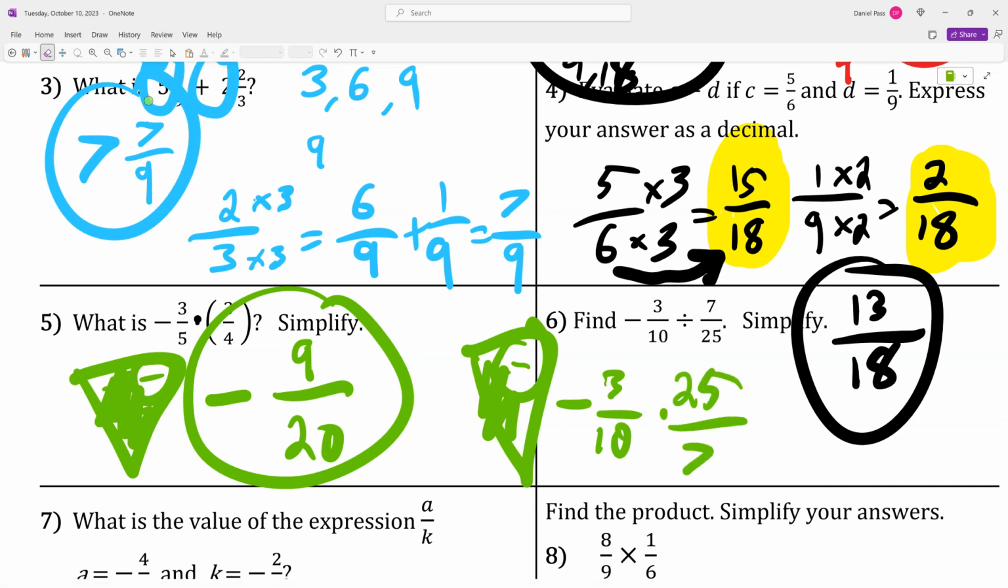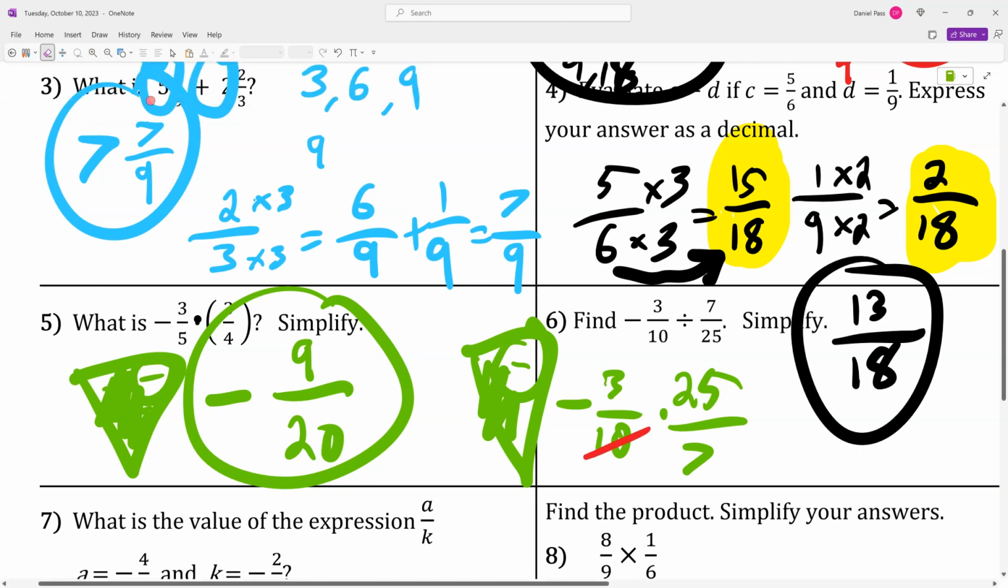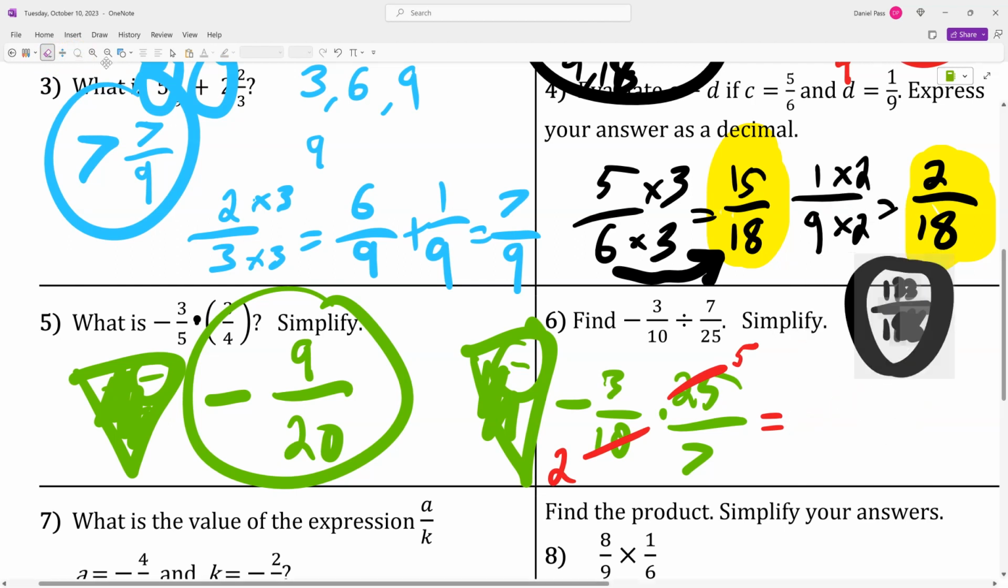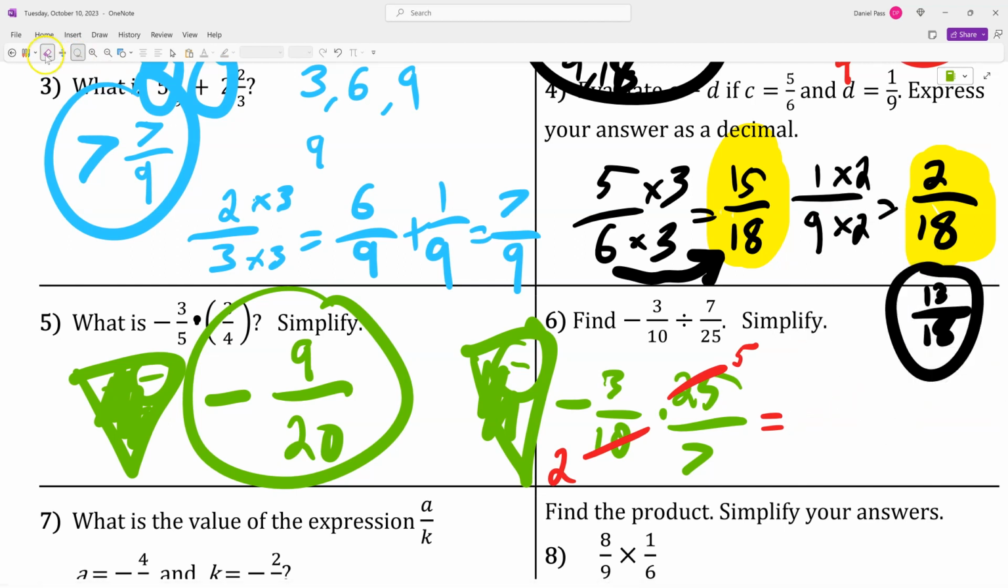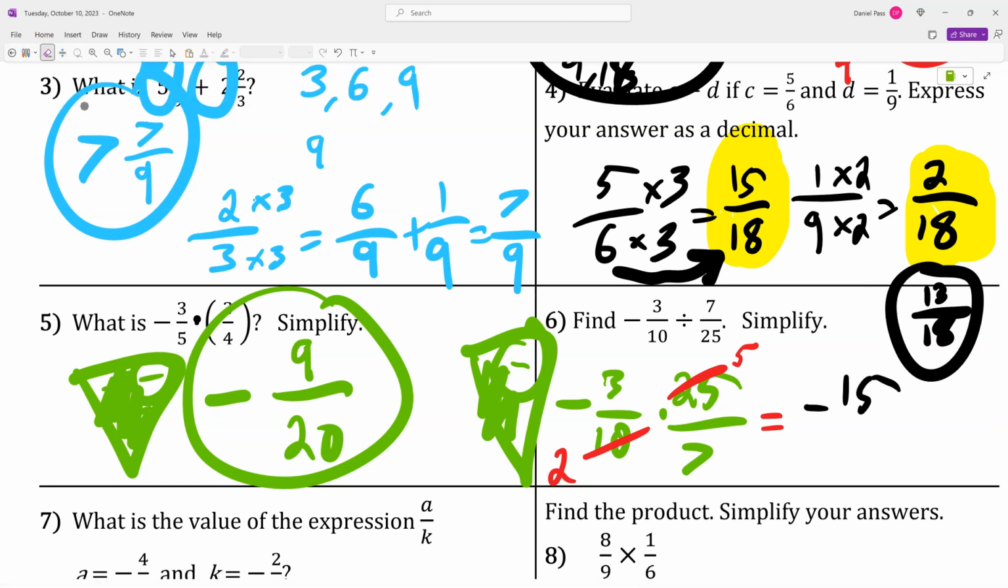Very good. And now we need to reduce, right? So we divide 10 and 25 by 5. Divide by 5, you get 2 and 5. Now 3 and 7 don't have anything in common, so you just do 3 times 5 and 2 times 7. 3 times 5 is 15, negative 15 over 14. And that's it.